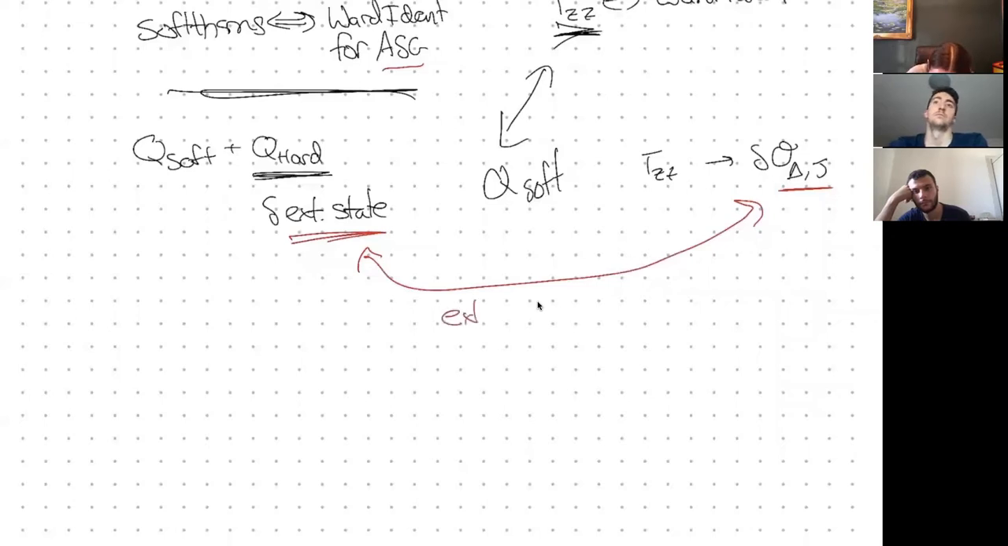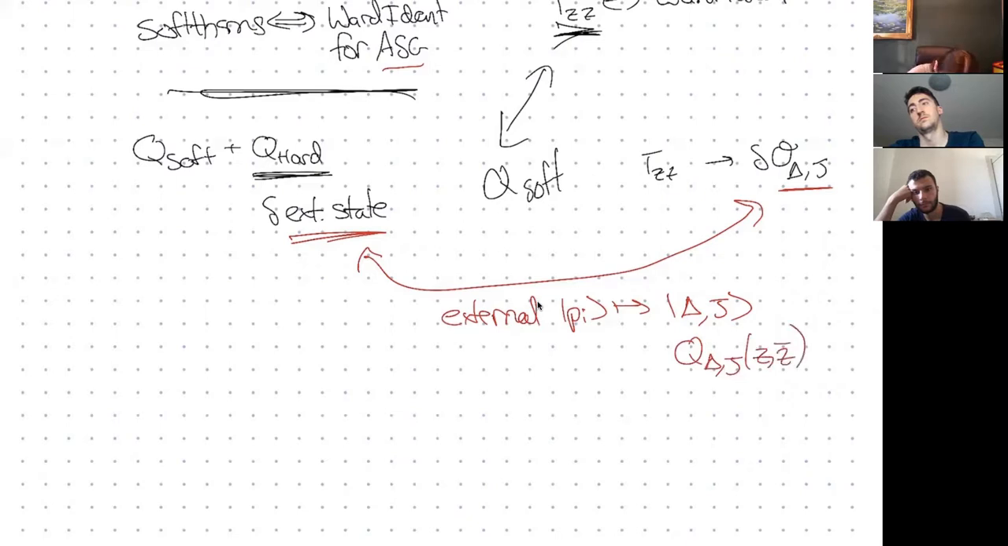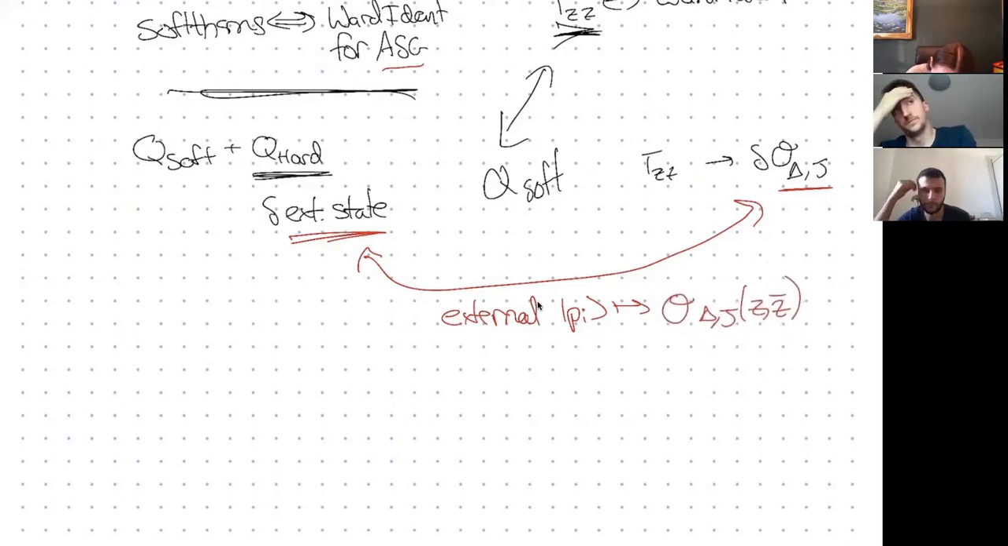So external states mapped to a delta J, and in particular a local operator in my CFT, O delta J of z, z bar. Good. So let me put that here instead. So this is what I want.